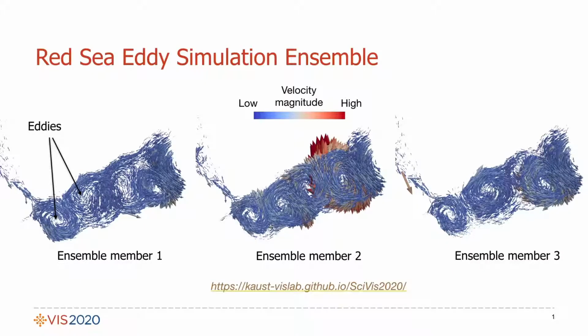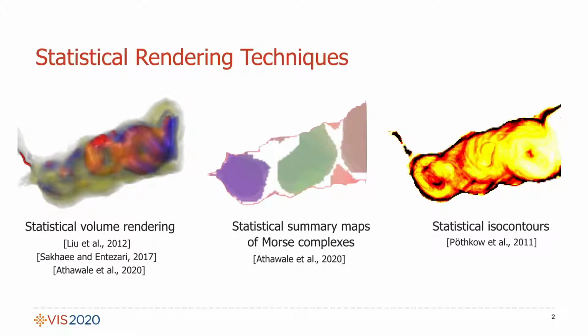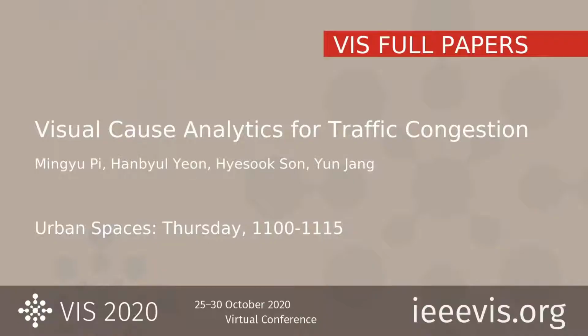We present the visualizations for the RAID-C AD simulation ensemble available on the VIS Contest 2020 website to analyze the commonalities and differences in the AD features observed across the ensemble members. Specifically, we demonstrate the applications of statistical visualization techniques in the context of volume rendering, mass complexes, and isocontours to gain insight into the potential AD positions and their spatial uncertainty for the ensemble.